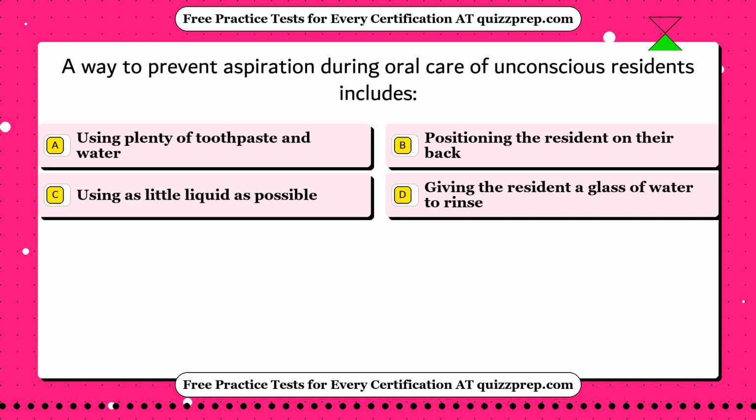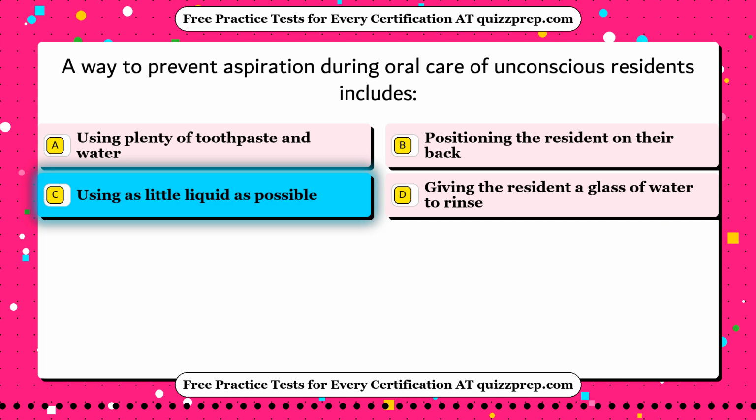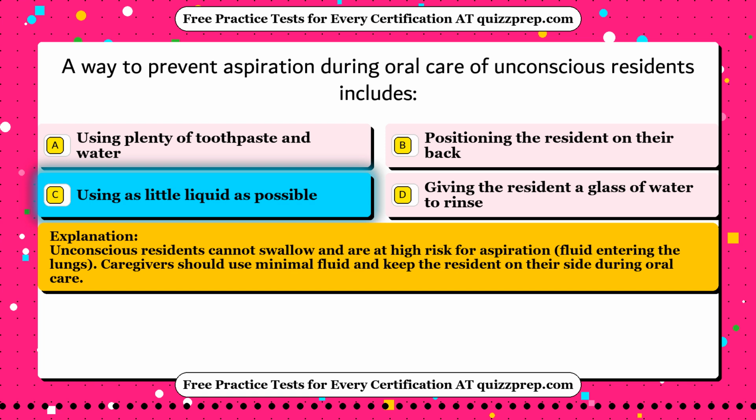Question 27. A way to prevent aspiration during oral care of unconscious residents includes: Option A, using plenty of toothpaste and water. Option B, positioning the resident on their back. Option C, using as little liquid as possible. Option D, giving the resident a glass of water to rinse. The correct answer is Option C, using as little liquid as possible. Unconscious residents cannot swallow and are at high risk for aspiration, fluid entering the lungs. Caregivers should use minimal fluid and keep the resident on their side during oral care.